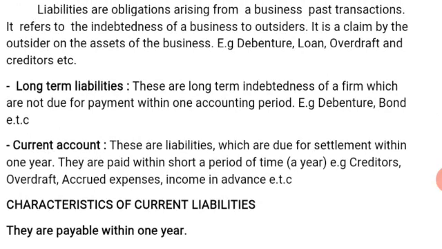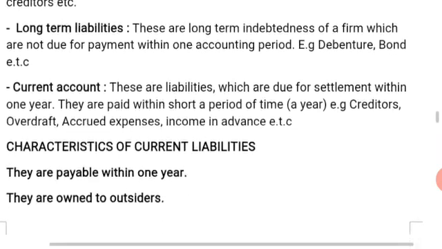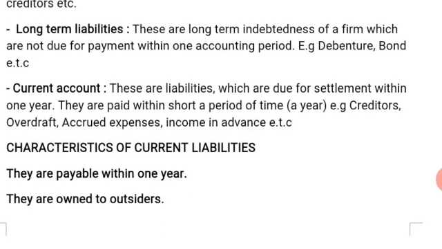Liabilities can be summarily divided into two major parts. We have long-term liabilities and current liabilities. Long-term liabilities are long-term indebtedness of a firm which are not due for payment within one accounting period. So we are talking about the debt of a business organization which is not expected to be paid within one accounting period. Examples are debenture, bond, etc.